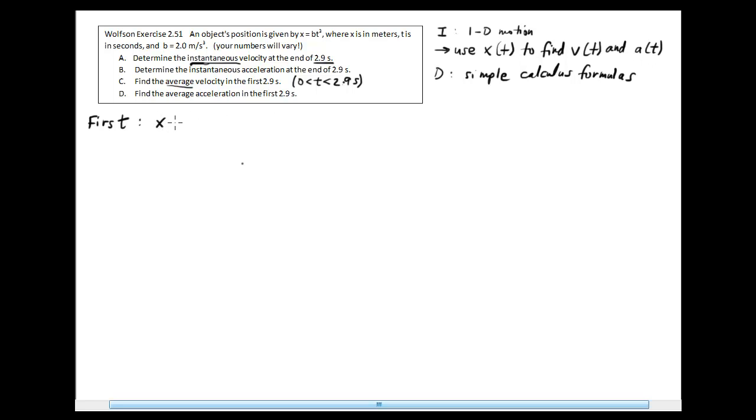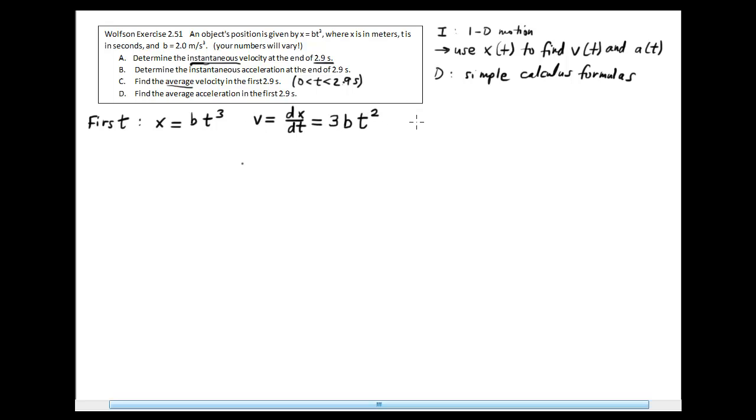I'll just rewrite it. x is equal to bt cubed, and now we know that v, which we write as dx over dt, and we call that the derivative of x with respect to t, has the power that comes down in front, so we get the 3 multiplying the b that's already there, and then the t now ends up with a power that's 1 less, so it's t squared. If that's not clear, go back a couple of slides to the PowerPoint and see where that comes from.